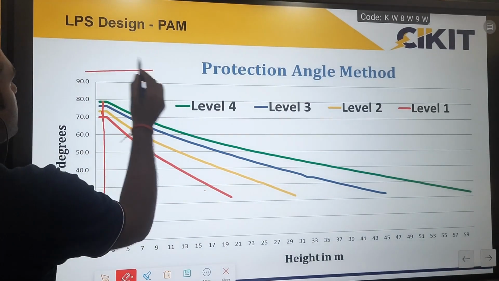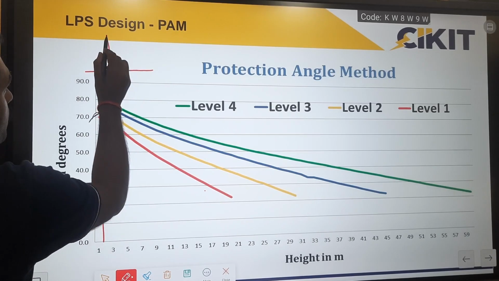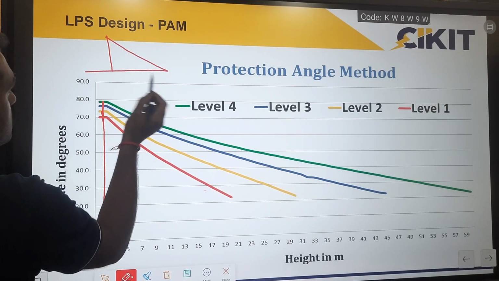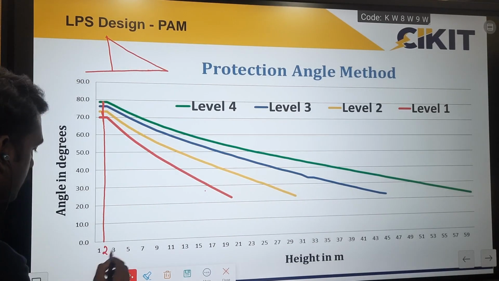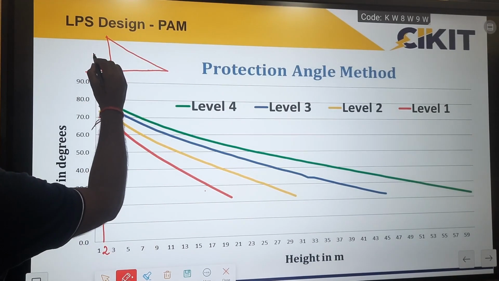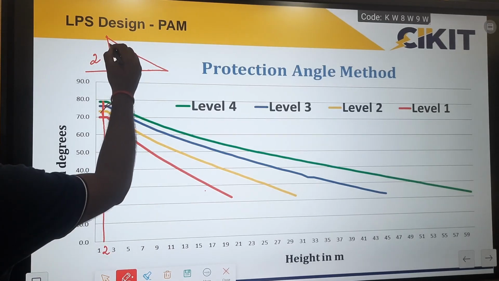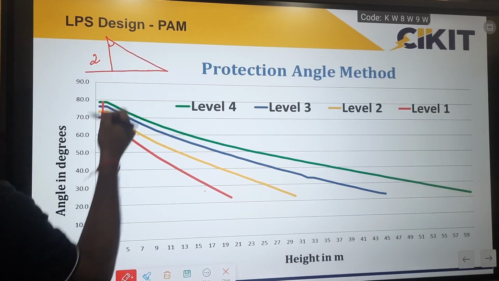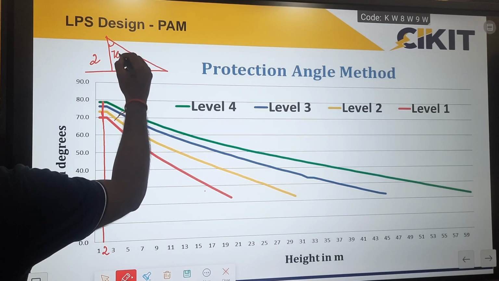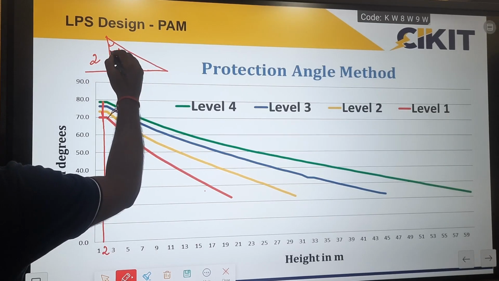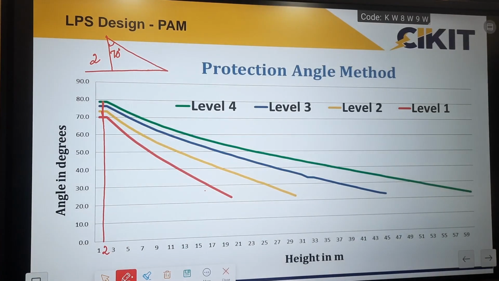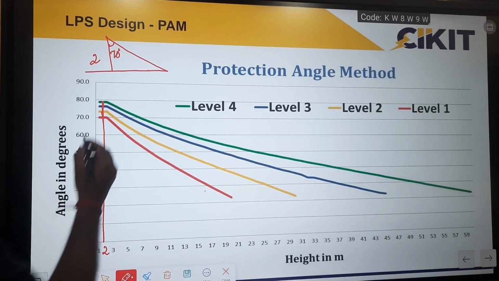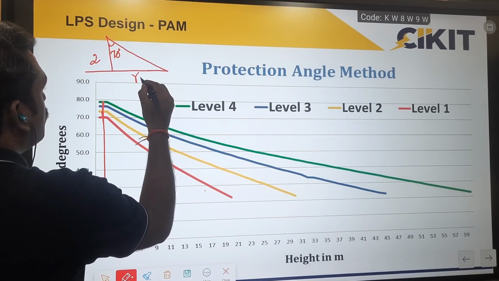So it is nothing but a right angle triangle. In this right angle triangle, the height I am taking is 2 meters. So this side, the height, is 2 meters, and for this 2 meters, the angle is 70 degrees. I know this angle and I know the height, so from trigonometric functions, we can calculate the radius of protection.